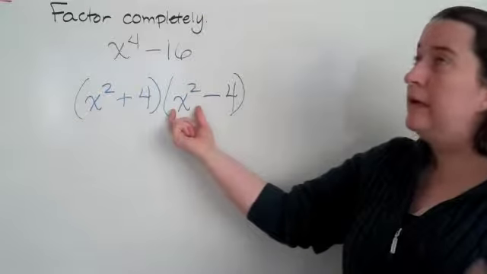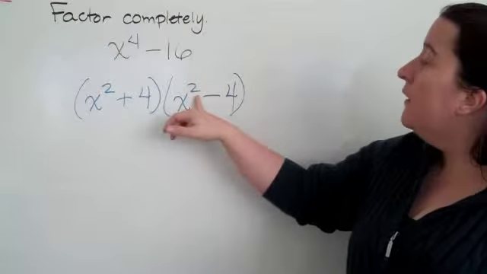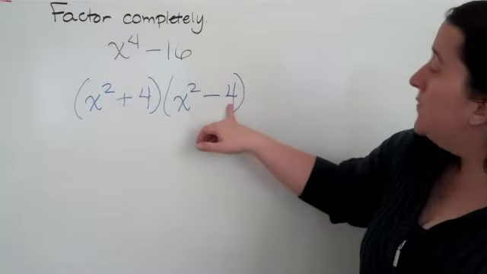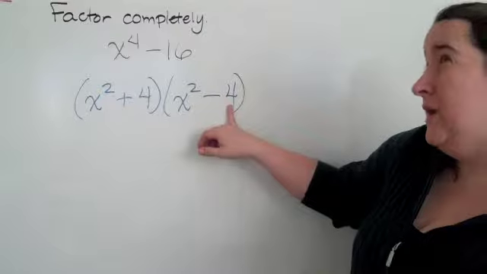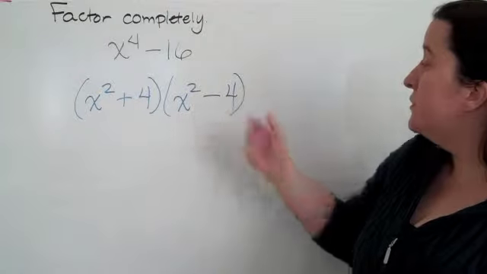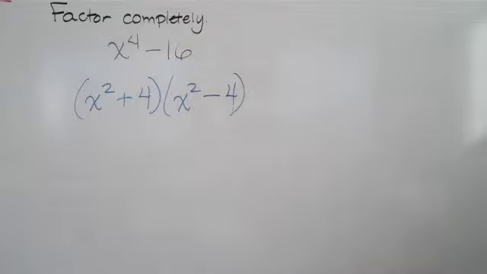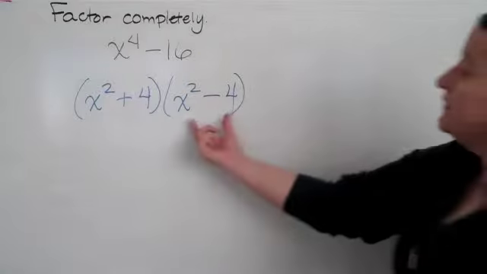Is this a perfect square? Yes, because the coefficient's 1. The exponent is an even number. I could divide it into 2 piles. The 4 is a perfect square because it's 2 times 2. 2 times 2 is 4. So this one I have to go further with. It's not completely done. So what I'm going to do is, yet again, it's a difference of 2 squares.